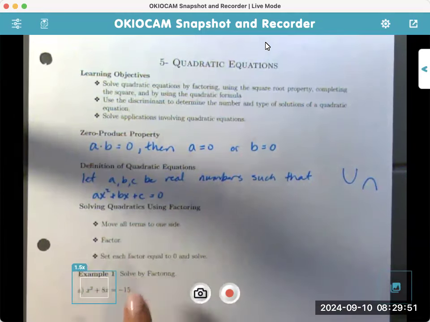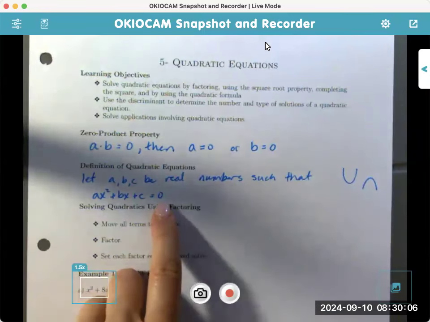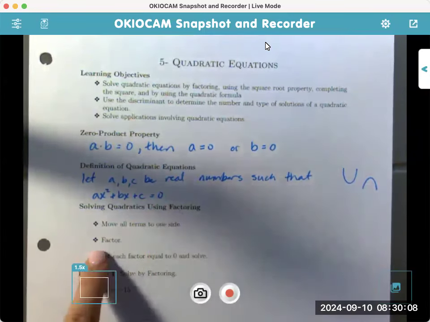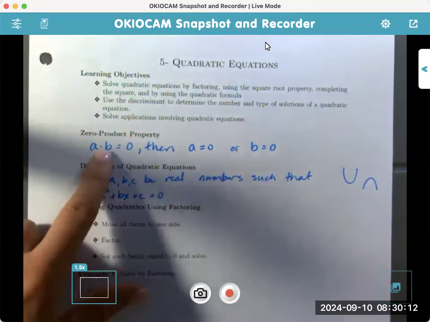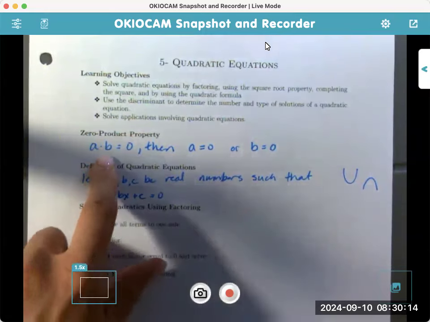So if I want to solve quadratics using factoring, and this was what the pre-homework set was about, if you're not used to factoring, please go back and look at it. But we want to move all the terms to one side because we love quadratics at 0. Then we factor, and then we set each factor equal to 0 because we are allowed to with the zero product property.